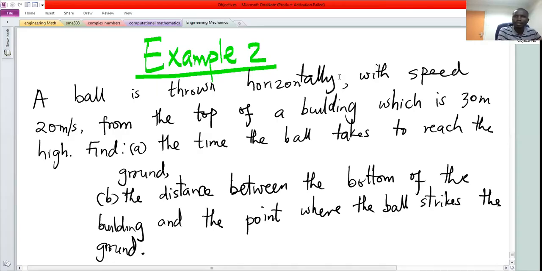So welcome to this session. In this session, we are going to do an example on projectile.